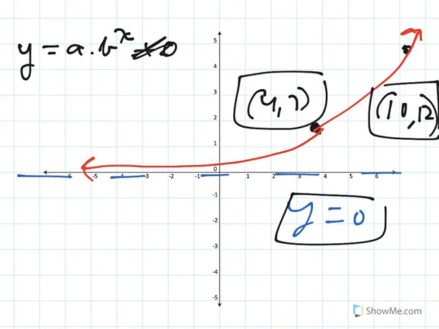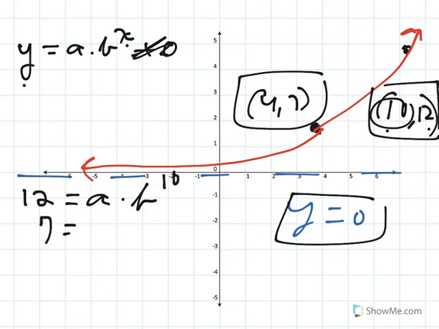But now how do I get a and b? Well, here's a sneaky trick for that. I take the one that's got the bigger x value, and I substitute 12 and 10 in for y and x in this equation. So it becomes 12 equals a times b to the 10th. Then I take the 7 and 4 and do the same thing. So I get 7 equals a times b to the 4th.